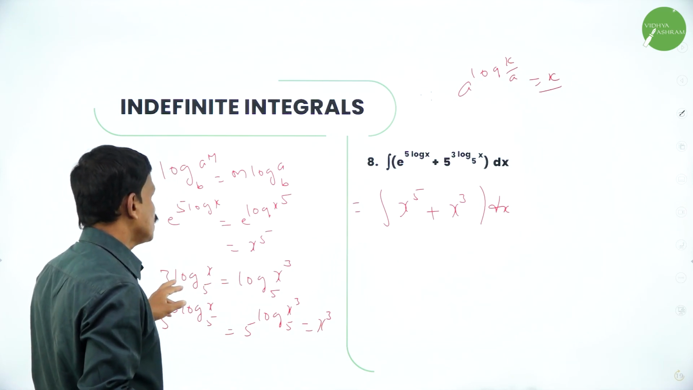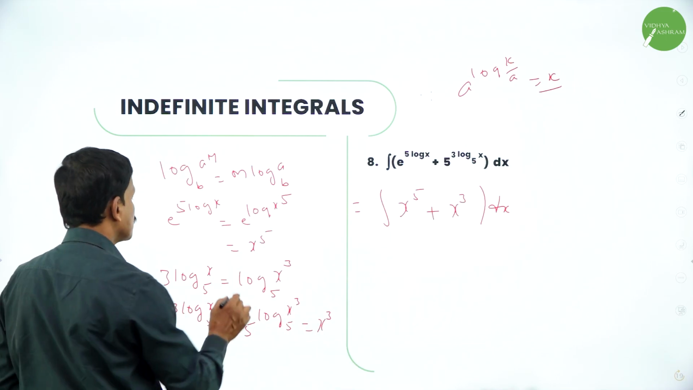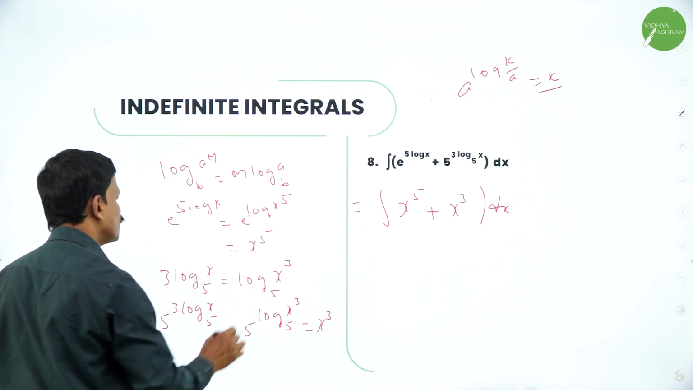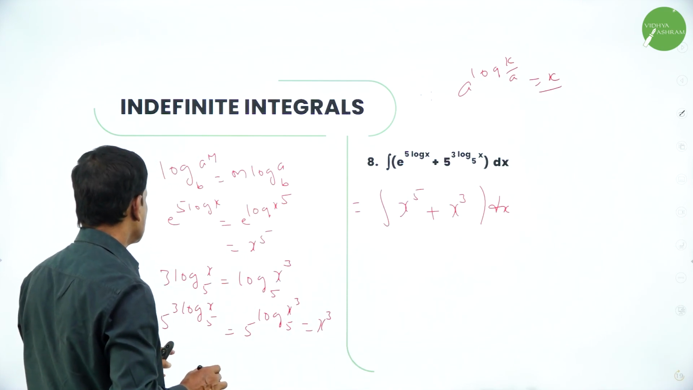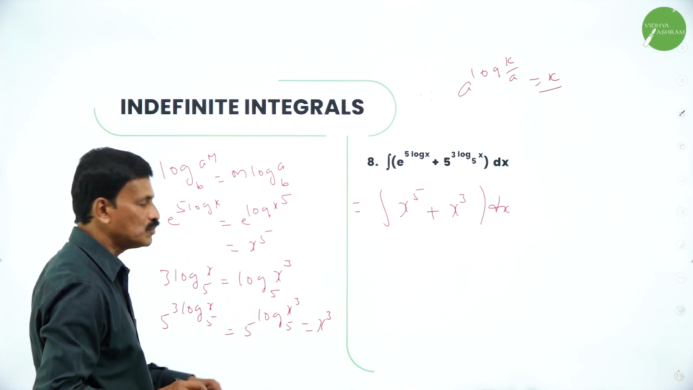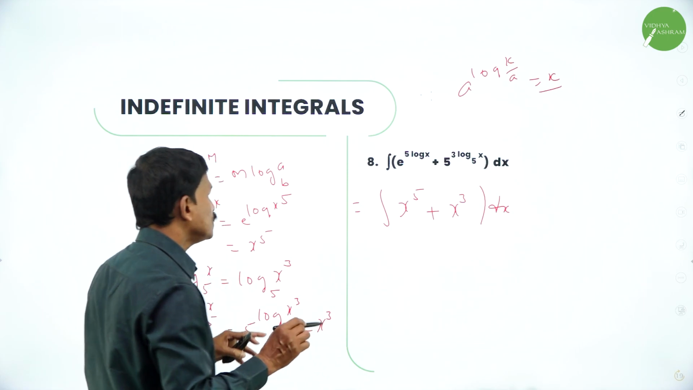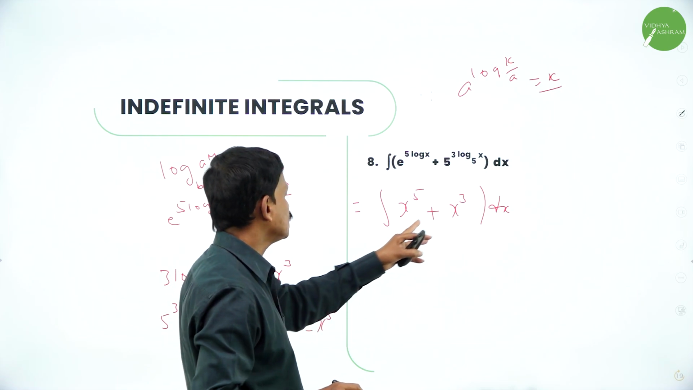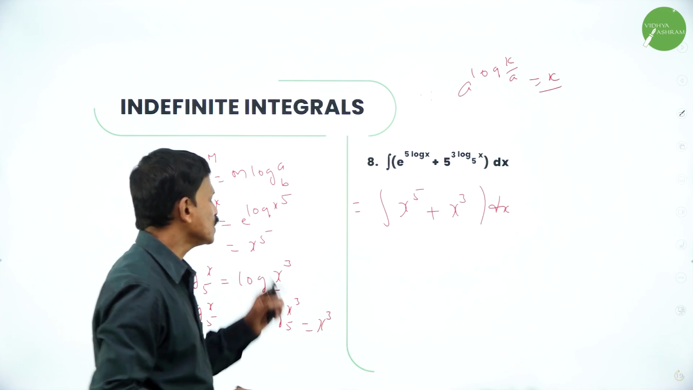Next, the second part, convert this first. 3 log x to base 5. n log m can also be written as log m to the power of n, where m is x and n is 3. So logarithm of x cube to base 5. Now convert this: 5 to the power of 3 log x to base 5 is nothing but 5 to the power of logarithm of x cube to base 5. Since there is one formula, a to the power of log x to base a is also equal to x, using this concept this can be written as x cube. Now integrate it.